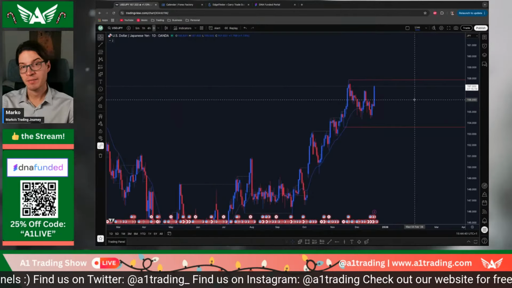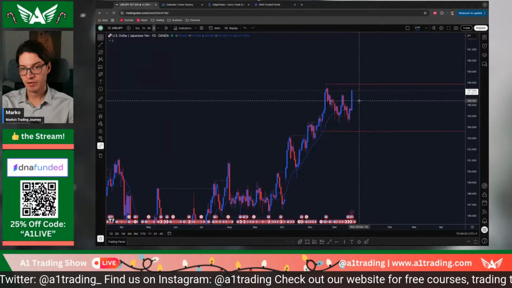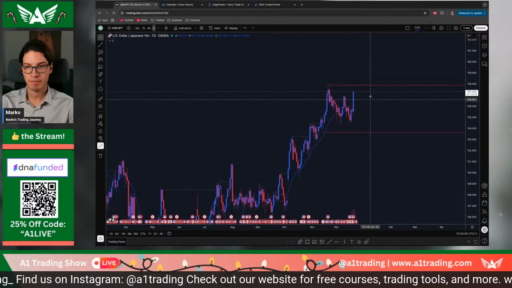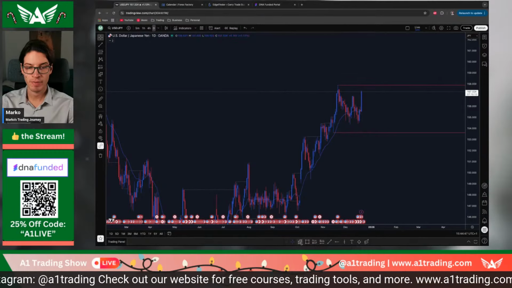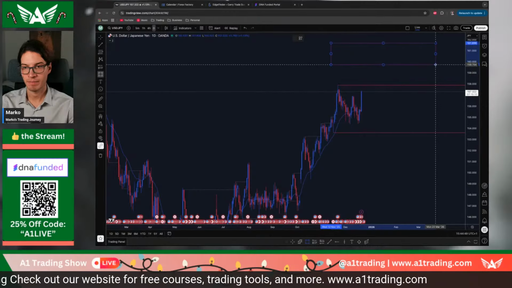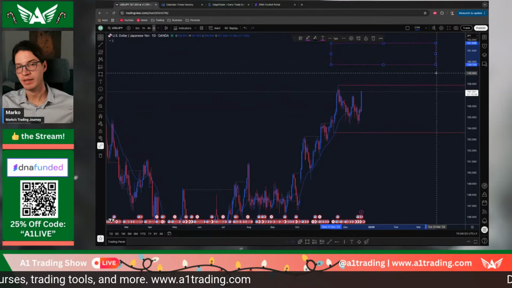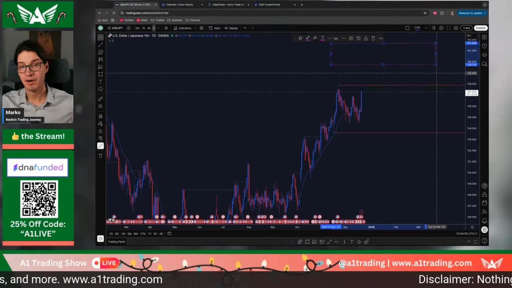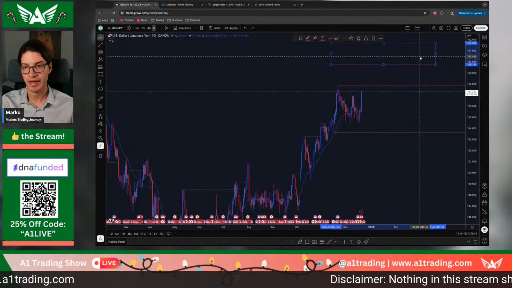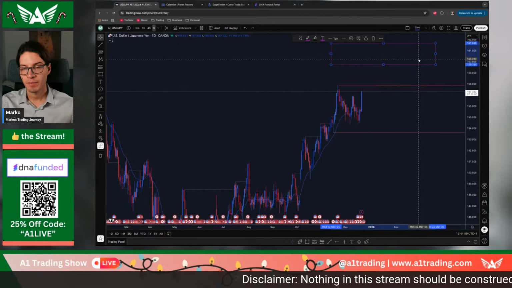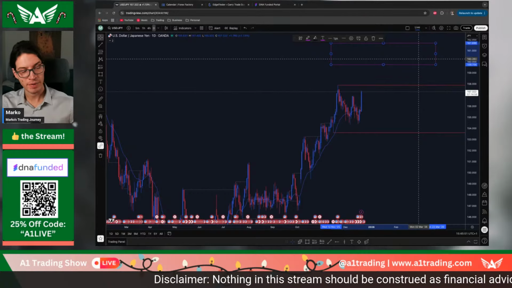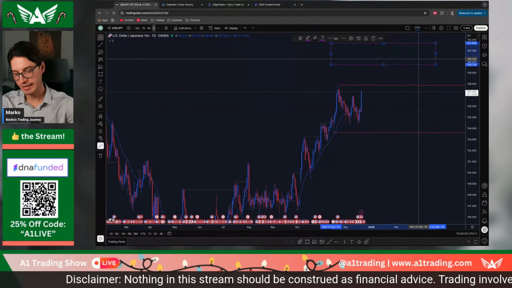For those of you that maybe are in this trade or will be buying UJ, I would say you have some free room up until 160, because that is the territory where the Bank of Japan could intervene. Okay, so 160, troublesome territory. I would be closing my longs at that area.